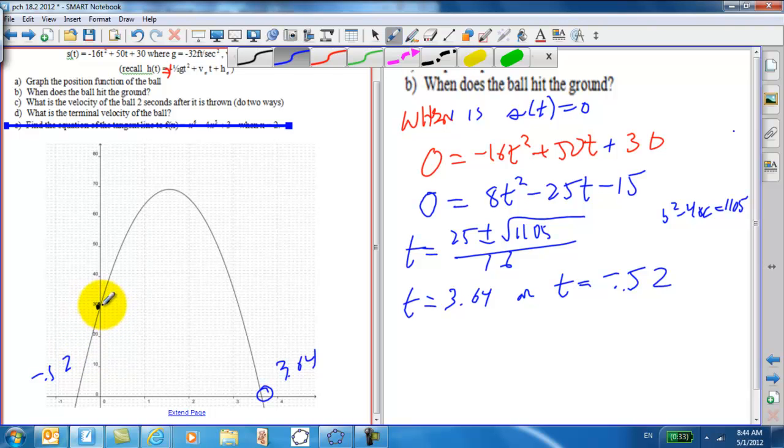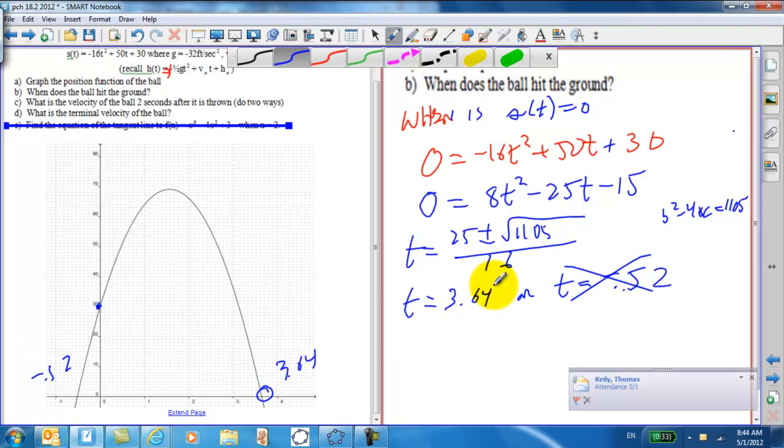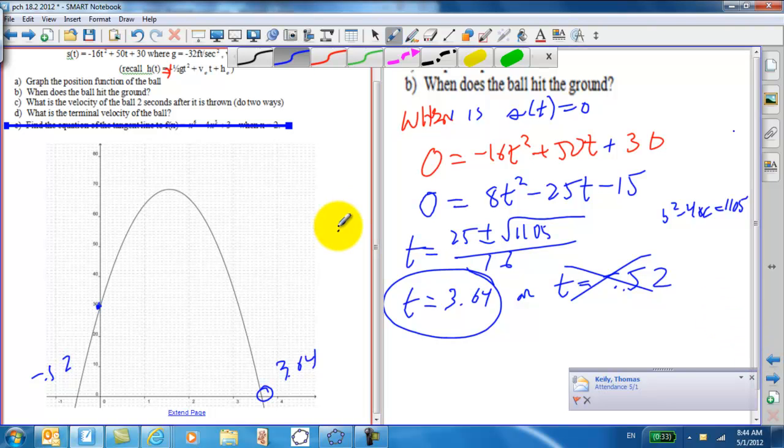But it's like the ball got shot up from a height of 30. The algebra is telling you this other answer down here. So we're just going to keep this one. When does it hit the ground? Later there. Now let's keep our poster up here while we go on to look at another one.